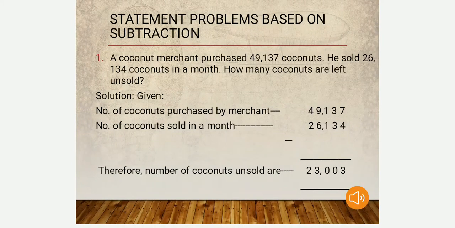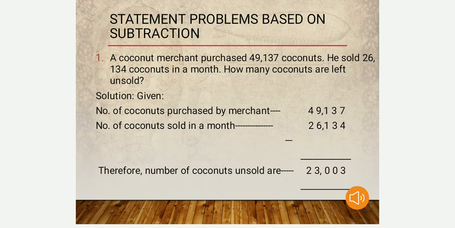Moving on to the next slide, statement problems based on subtraction. Let us see the concept. First question, a coconut merchant purchased 49,137 coconuts. He sold 26,134 coconuts in a month. How many coconuts are left unsold?